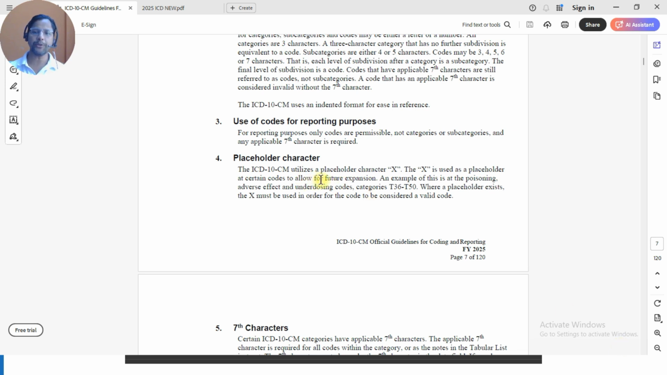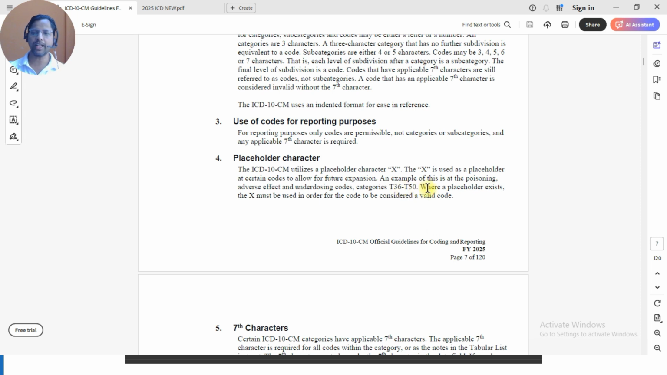The ICD-10 CM utilizes a placeholder character X. The X is used as a placeholder at certain codes to allow for future expansion. As all of us know, medical coding has more opportunities, and in order to create new codes, we have the character X. Most of the time the purpose of this placeholder character X is for future expansion. We will see one example here.